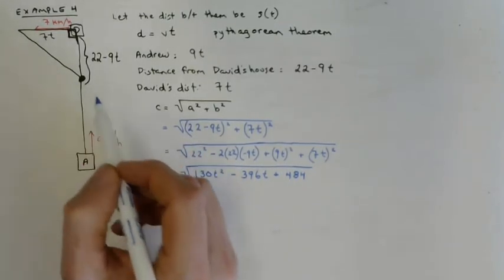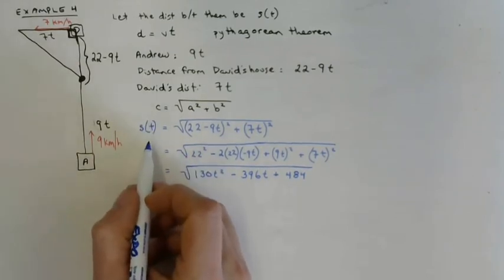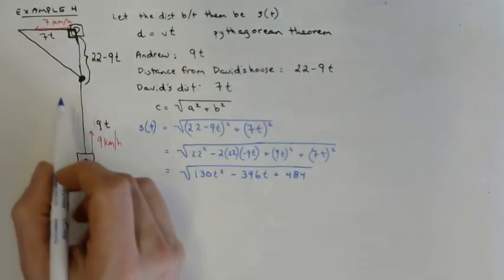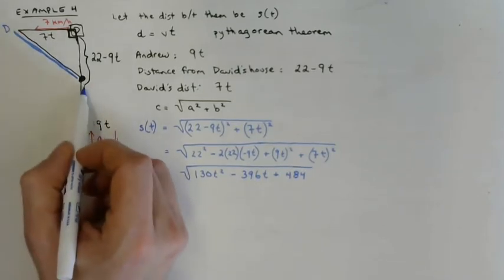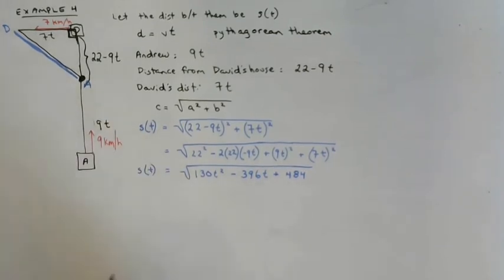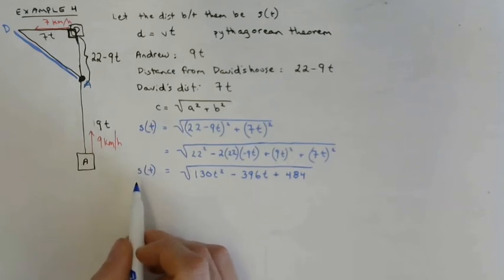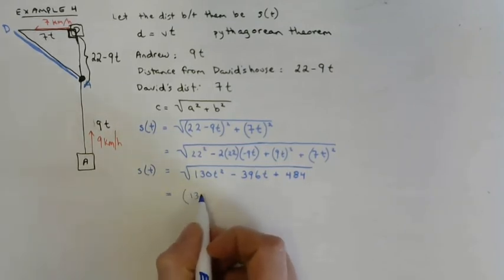Now, this measurement that we got, c squared, is the displacement between them. It's the distance between them, s of t. So this hypotenuse represents the distance between David and Andrew at any point during their run. What we are asked to do is determine the rate of change of the distance between the two runners after 1 hour. So we are going to find the derivative of s of t and then sub in t equals 1 hour.